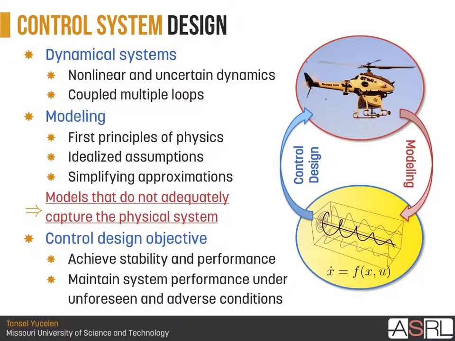So let's back up a little bit. We have dynamical systems. We do modeling by resorting to assumptions, first principles of physics and idealized assumptions. And we have mathematical models that do not adequately capture the physical system. So the objective of adaptive control design is to achieve stability and performance and maintain that performance under unforeseen and adverse conditions.